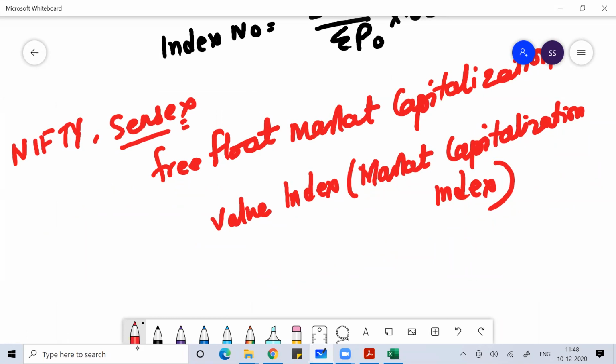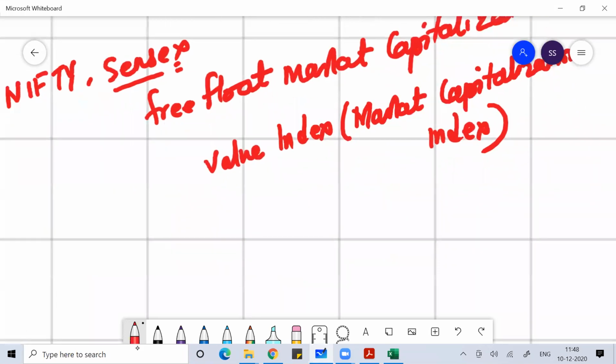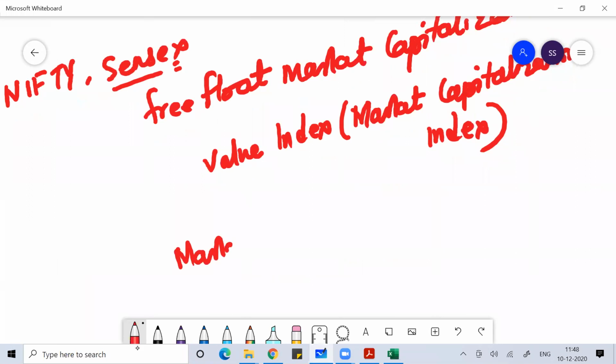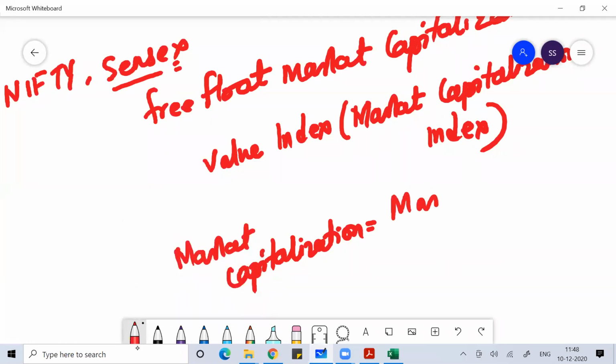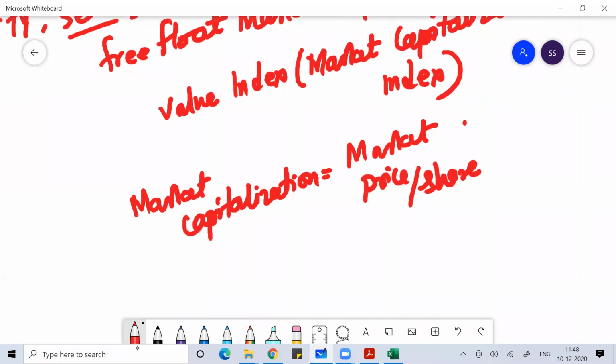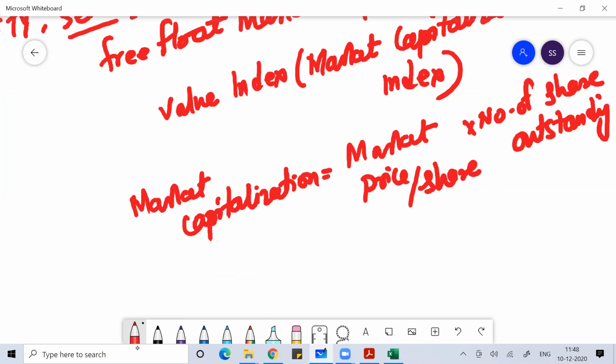Okay, so what is market capitalization? What do you mean by market capitalization? When we use the word market capitalization, it means market price per share into number of shares outstanding. That basically means market capitalization.